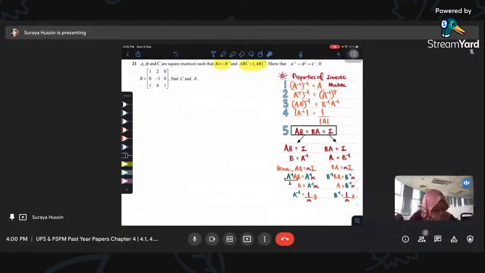So what is this? This is a statement. When you see a statement, it means you must deduce the statement. This is what you call deducing. You deduce the statement, and how do you start? Adik, tulis lah. You start with BA is equals to B inverse.